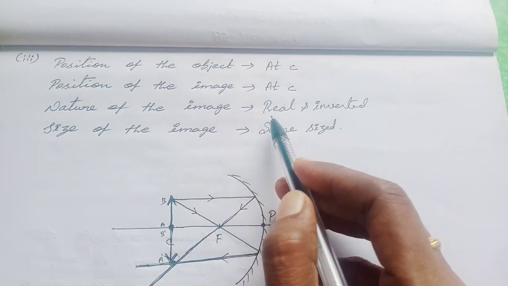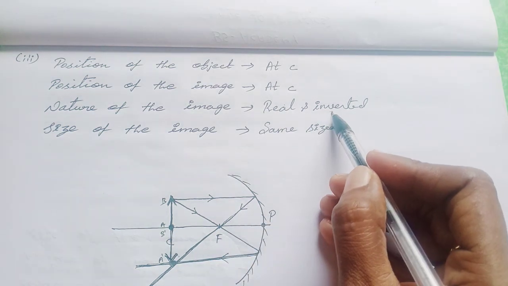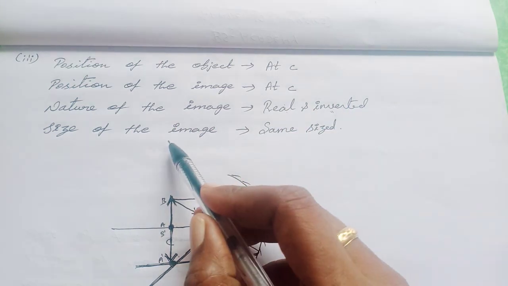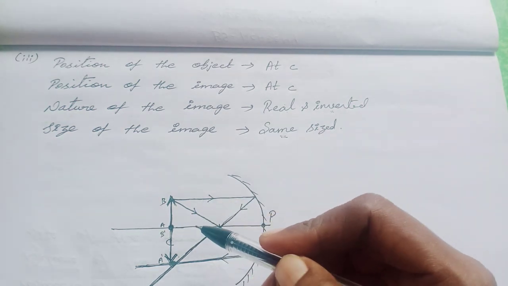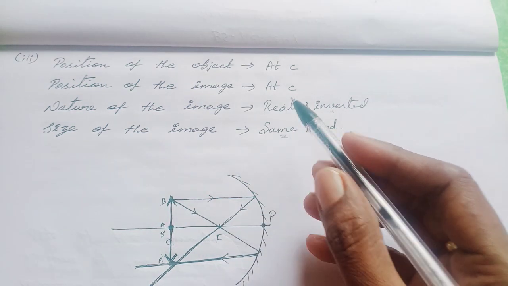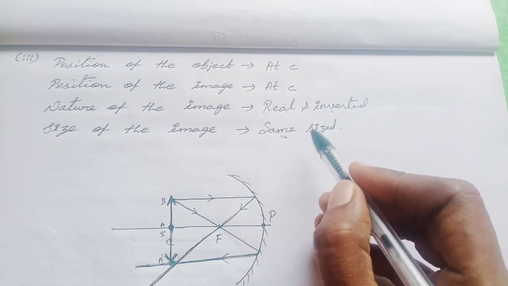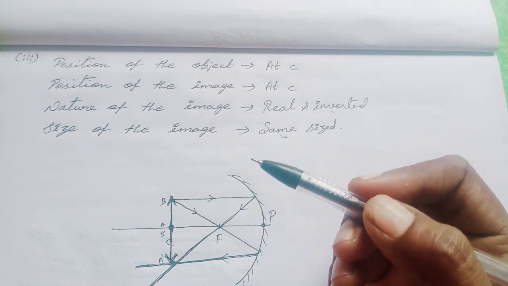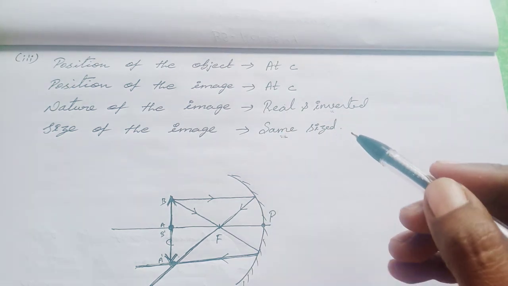And what will be the nature of the image? See, real and inverted. It means we can obtain the image on the screen and also the image is inverted. Therefore, the nature of the image is real and inverted. And the size of the image will be the same size. So only in this case, that is only when the object is placed at the center of curvature, the image will also be formed at the center of curvature itself, and also the image will be of the same size. It means the size of the image will be equal to the size of the object. Is it clear, children? So this is the third case of the image formation of the concave mirror.